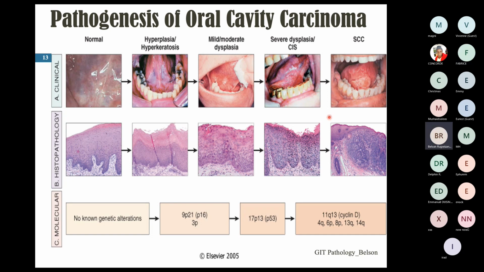And you see that in addition to that, there is always an underlying molecular problem. So we have mutations here, such as mutations in chromosome 9, short arm region 21, where there is a protein called P16. So P16, we use it in the pathology labs as a surrogate marker for human papillomavirus.